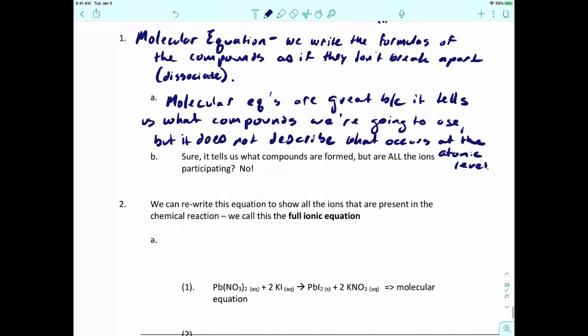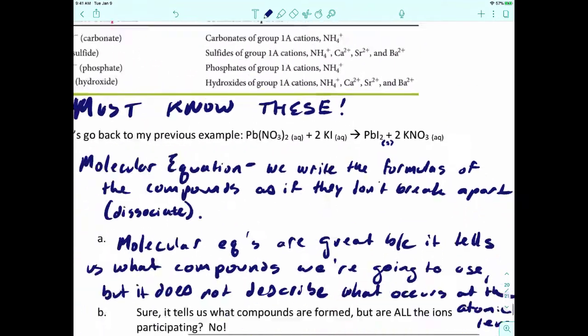Okay, now sure, it tells us what compounds are formed, but are all of the ions participating? No, and that's the main problem here. We know exactly what compounds we're going to use and what compounds are going to form, but this is not telling us what each of the ions are doing, how the ions are participating. Are there ions driving this chemical equation? And there are. So we need to get that information out. How do we do that? That's the next step.